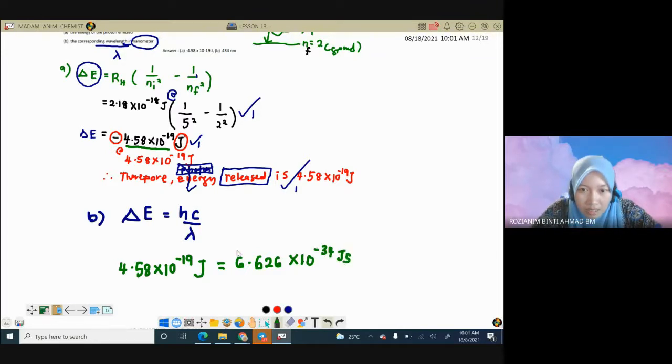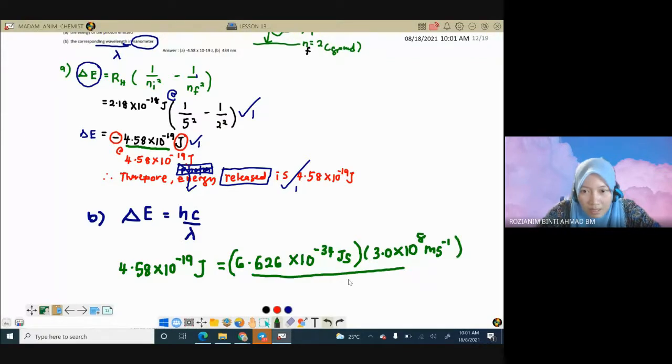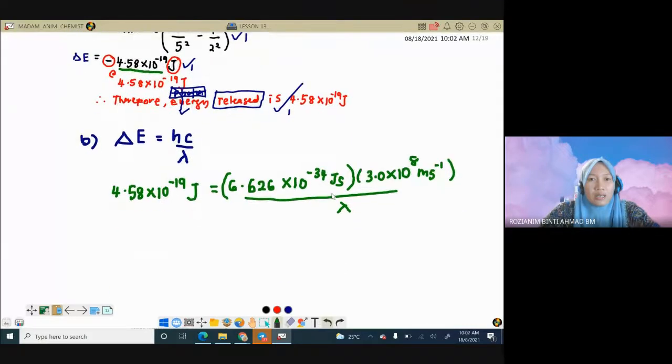Okay, percaya cakap saya, sampai sekarang saya memang tak hafal unit h, value c. Saya tak hafal. Kenapa? Sebab dalam kita dah set. Oh, dia dah bagi. So, bila dah bagi tak payah hafal lah. Banyak lagi formula kita nak hafal.